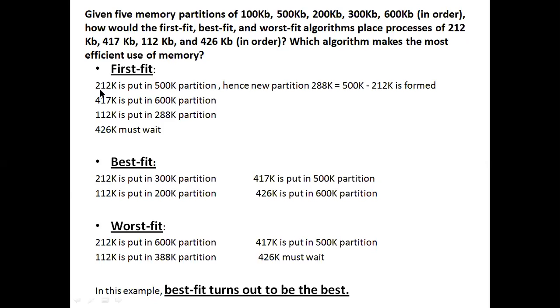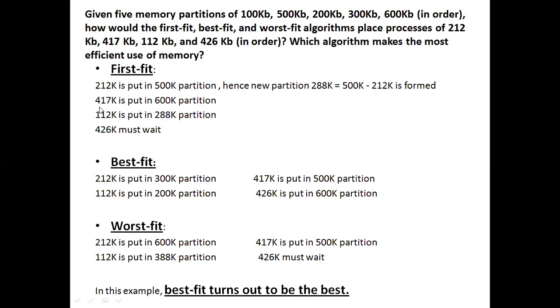So when the 212 kilobyte process comes in, which partition is free? All the partitions are free, but can it be placed in the 100 kilobyte memory? No. Can it be placed in the 500 kilobyte memory? Yes, because it is big enough. So the first one that is available, I put my 212 kilobytes into the 500 kilo partition. And what are we remaining with? We will be remaining with 288 kilo. So that is a hole that is formed. What kind of fragmentation is it? Basically, it leads to an internal fragmentation.